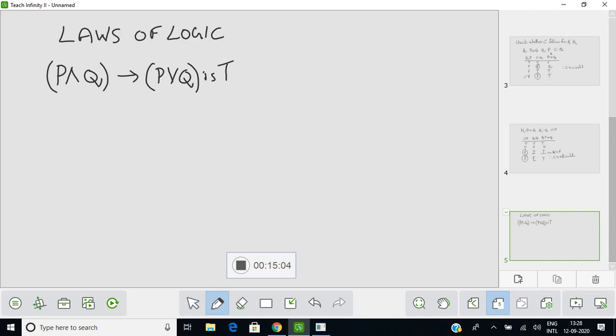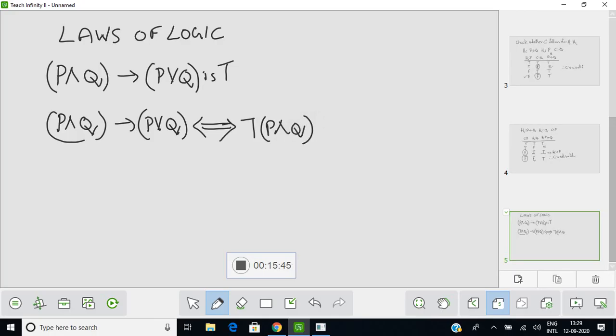So let us start with the given expression. I will have P and Q, then P or Q. This is equivalent to, I have to use one of the laws of logic. The law I am going to use here is the equivalence law: if P then Q is equivalent to negation P or Q. Applying that law, I will have negation of (P and Q), or (P or Q). In the place of P we have P and Q, in the place of Q we have P or Q.